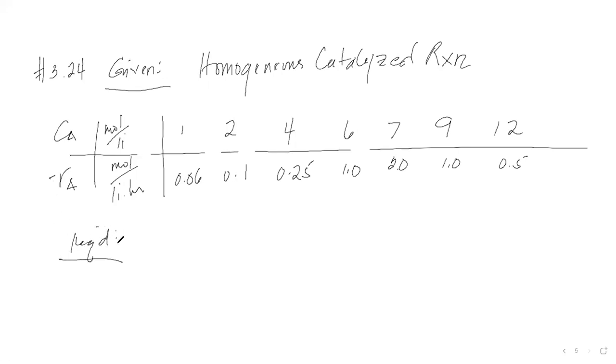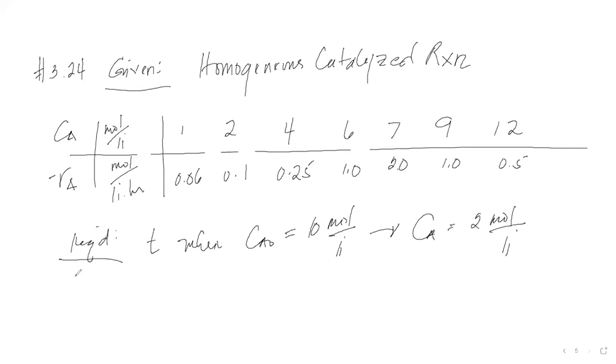This is the set of information that's provided. And you are required to find the time when CaO equal to 10 moles per liter is converted to Ca, which is 2 moles per liter.